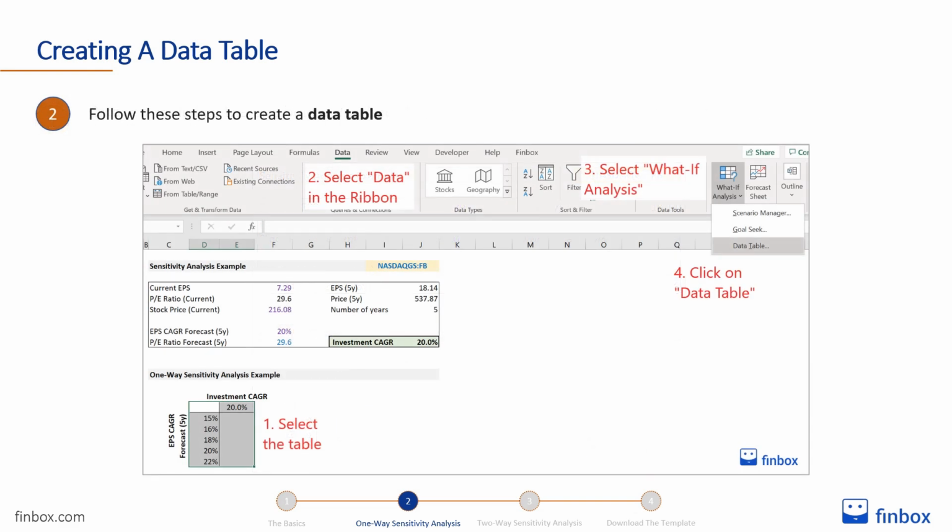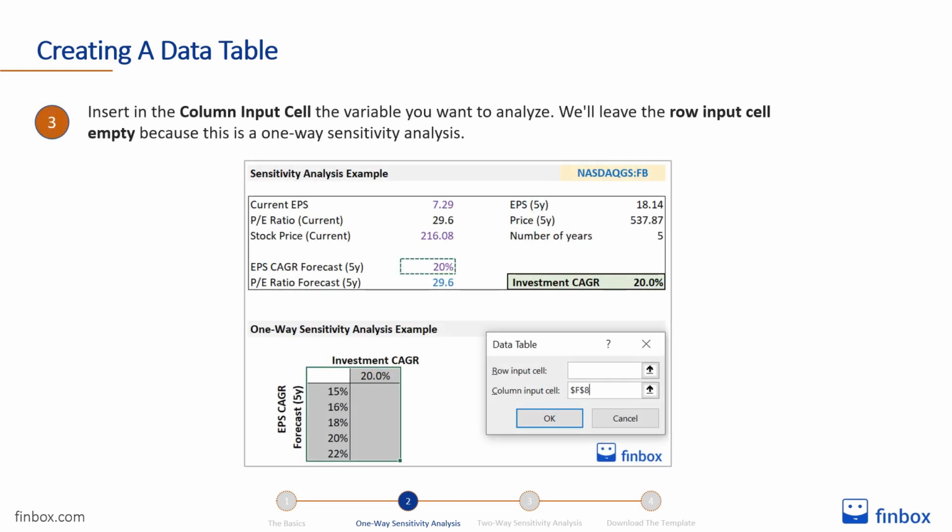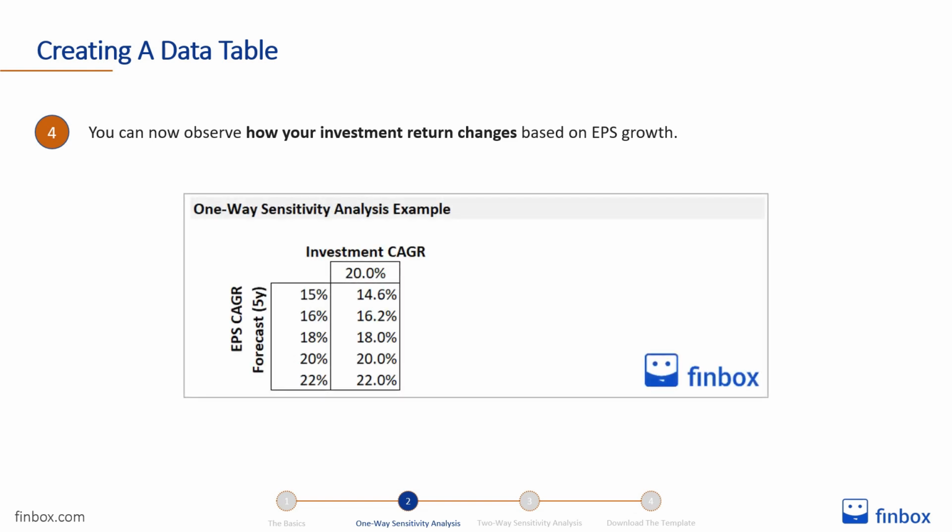After you create the table, follow these steps to generate a data table. Select the table, go to Data in the ribbon, select What If Analysis, click on Data Table. When you click on the data table, you'll see a pop-up like the one below. Insert in the column input cell the variable you want to analyse and leave the row input cell empty, because this is a one-way sensitivity analysis. You can now observe how your investment return changes based on EPS growth.